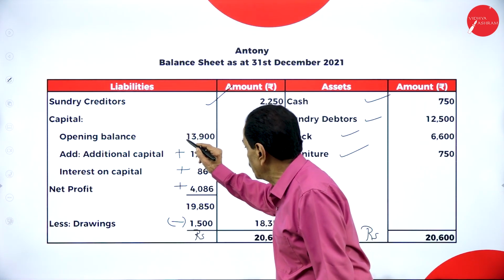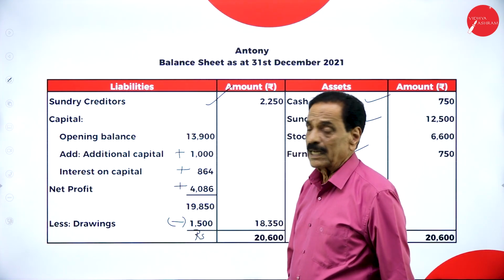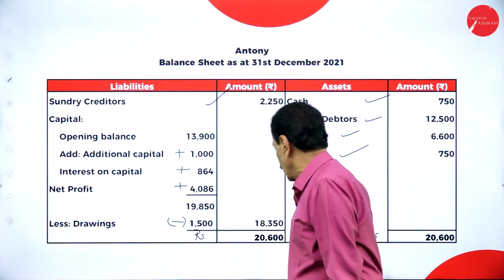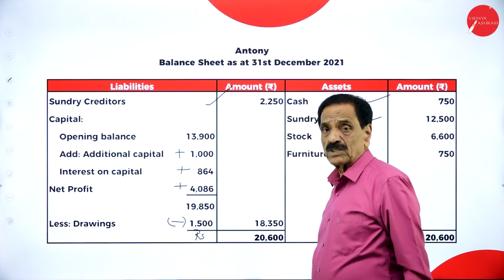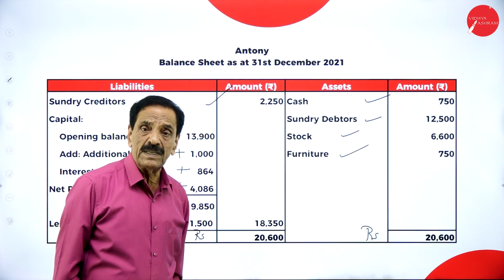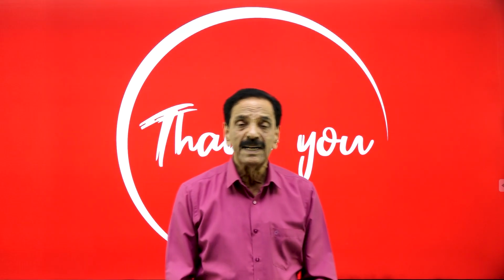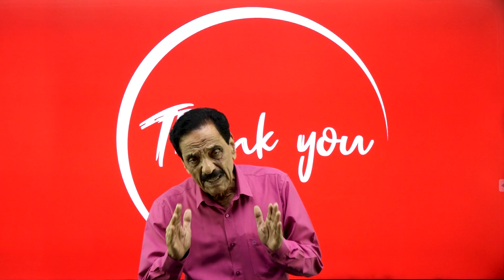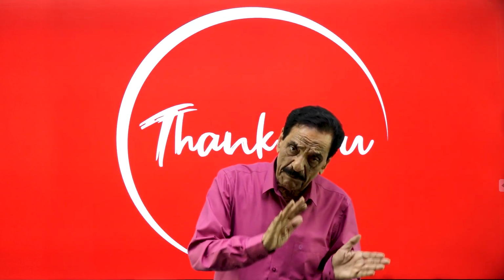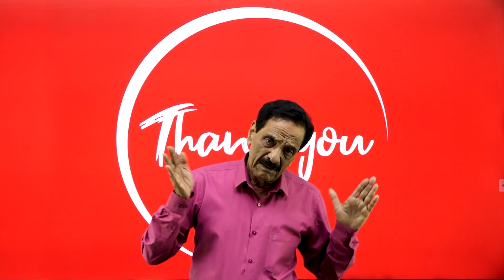Start with the opening balance. Add additional capital, add interest on capital, add net profit, minus drawing. It will come to 18,350. So your balance sheet will tally for 20,600. Hope you understand.